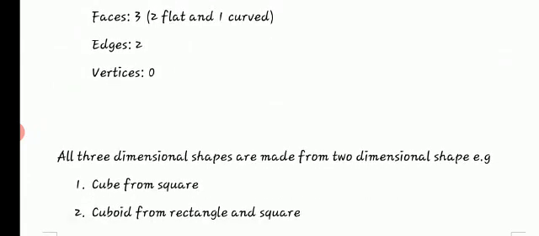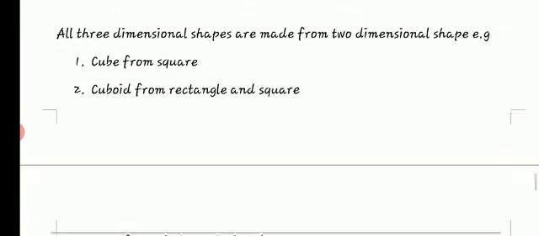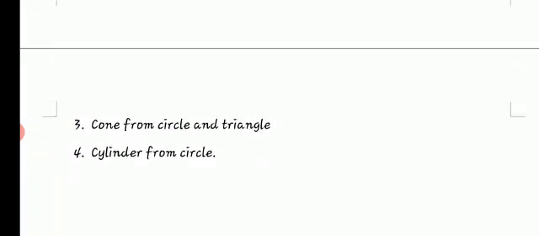All the three-dimensional shapes are made from two-dimensional shapes. Like cube now, it is from square. Cuboid is from a rectangle and a square. A cone is from a circle and a triangle, while a cylinder is from a circle.